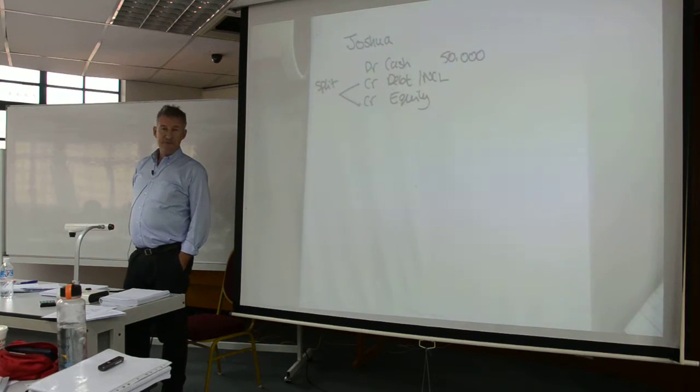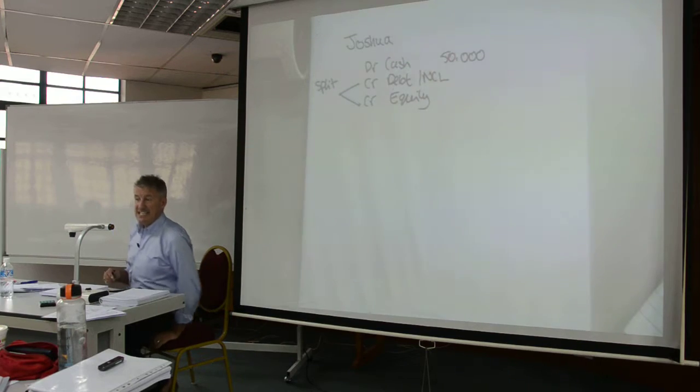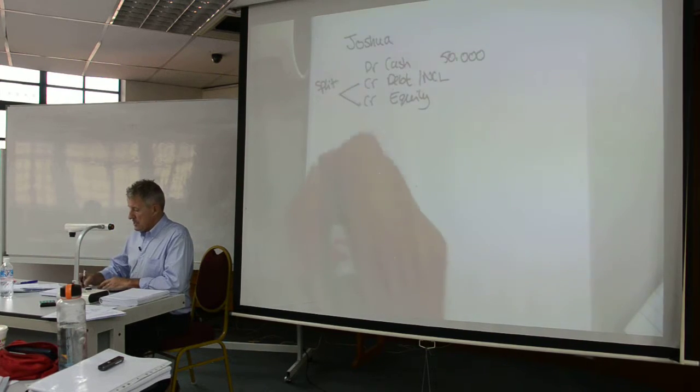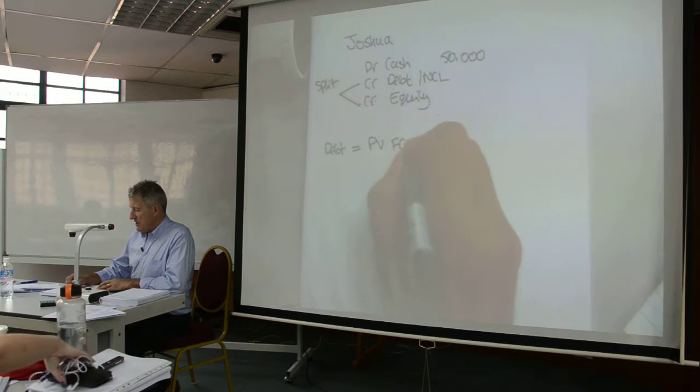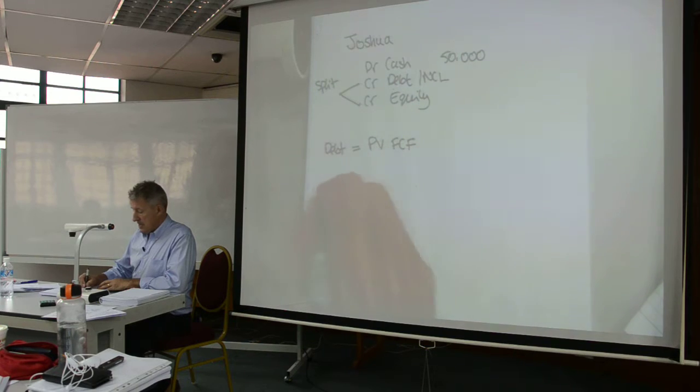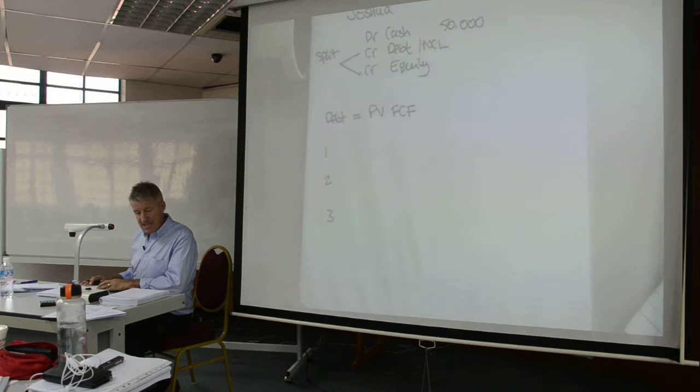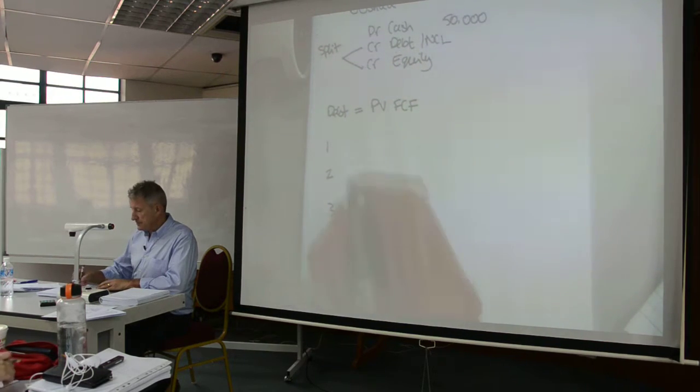So I've received 50,000, or 50 million. What I've then got to do is to split those proceeds between the debt and equity element. So I will measure the debt at the fair value. I shall measure the debt at the present value of the future cash flow. Now, there are 3 years of debt. There are 3 years this instrument is in circulation.